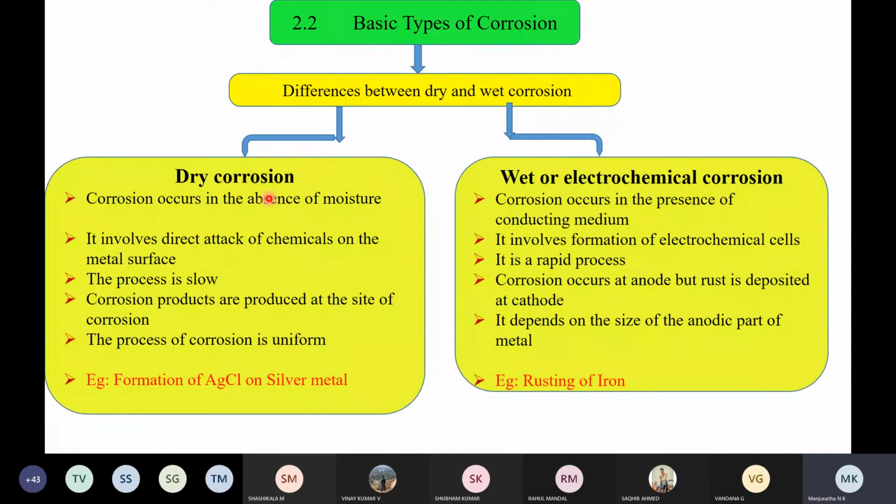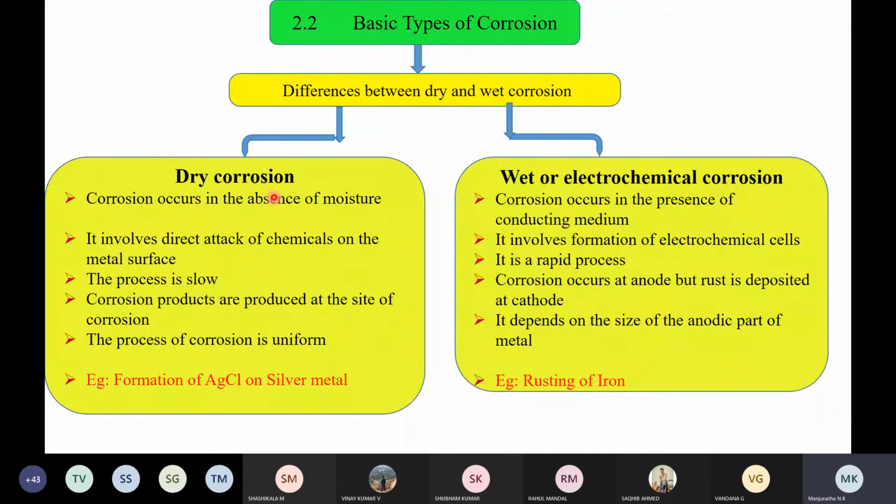For this, an example is the formation of silver chloride on the surface of silver metal. If dry chlorine gas attacks silver metal, a silver chloride precipitate forms on the surface of the silver metal. This type of corrosion is called dry corrosion or chemical corrosion.